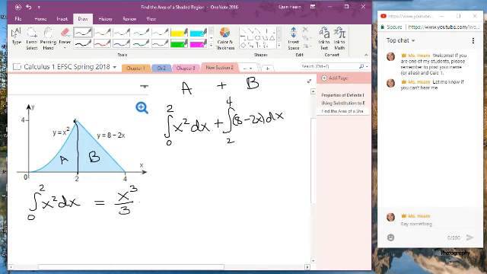We don't need to write plus c when we're doing a definite integral that has bounds, because when you plug in and subtract, the c would cancel out anyway. So we're going to plug in always the upper bound first. So we're going to have 2 cubed over 3 minus, and then we plug in the lower bound, 0 cubed over 3. So that's going to be 8/3. Now remember, that's just the area of region A. Let's go ahead and find region B now.